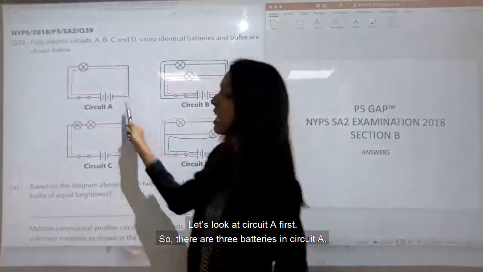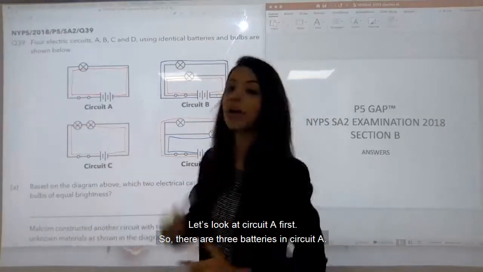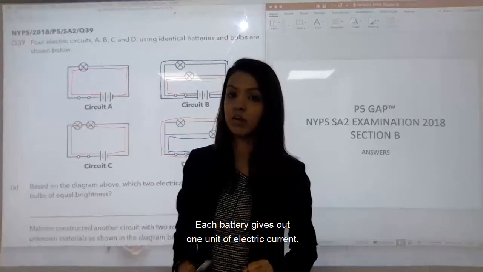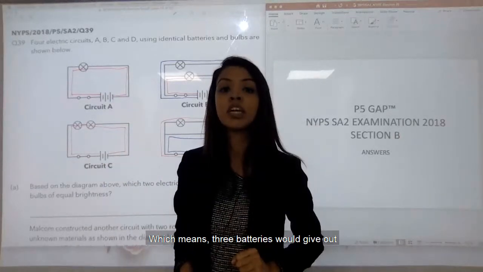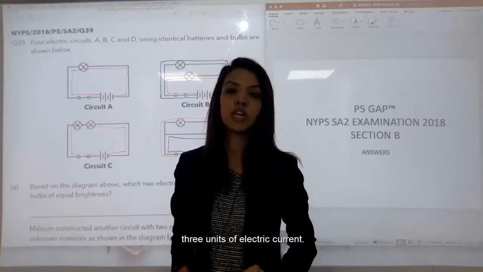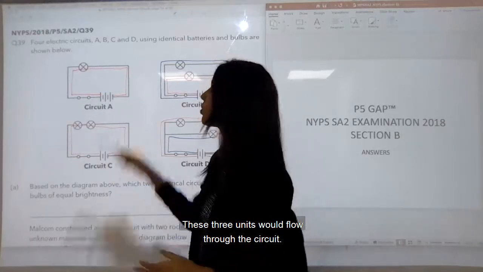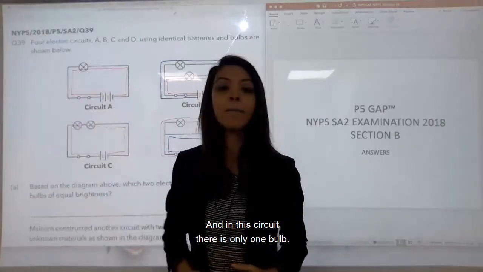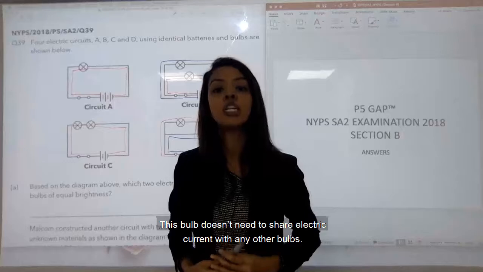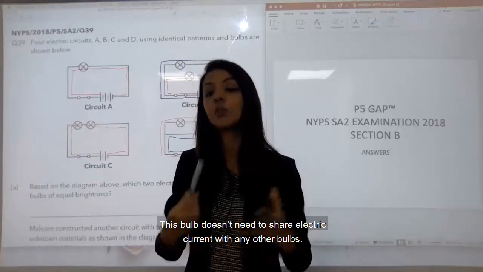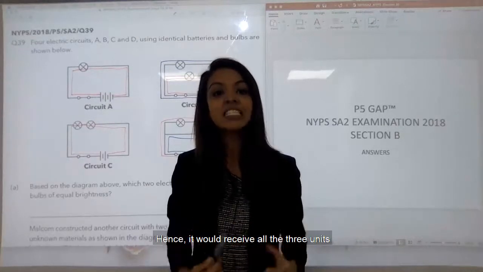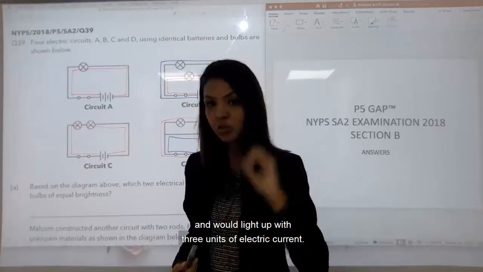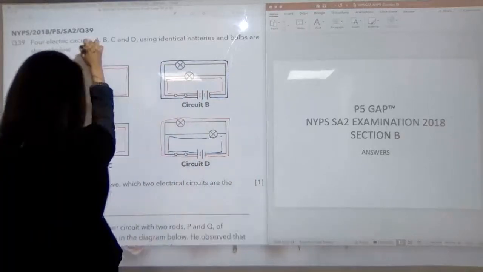Let's look at circuit A first. So there are 3 batteries in circuit A. Each battery gives out 1 unit of electric current, which means 3 batteries would give out 3 units of electric current. These 3 units would flow through the circuit, and in this circuit there is only one bulb. This bulb does not need to share the electric current with any other bulbs. Hence, it would receive all the 3 units and would light up with 3 units of electric current.